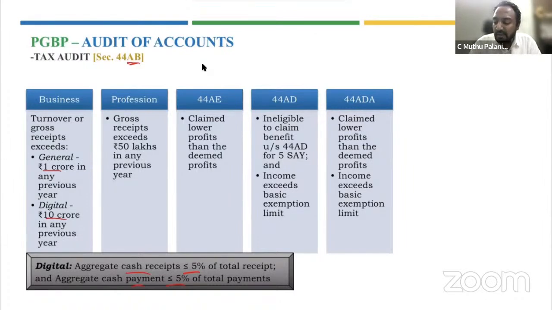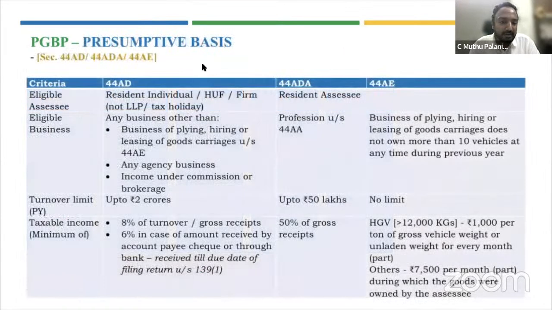What about the profession? In case of profession, when your gross receipt exceeds 50 lakhs, it is applicable. And it is also applicable for presumptive taxation, where you are maintaining lower profit or you have become ineligible to claim that. So when you are ineligible to claim a particular section, automatically this comes into picture. So this is what you're calling 44AB, where audit is mandatory.